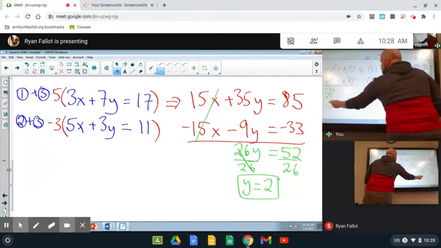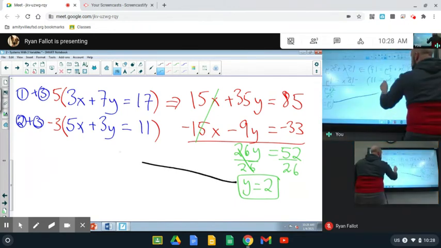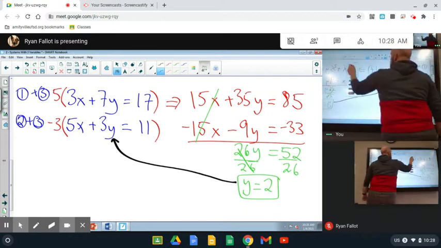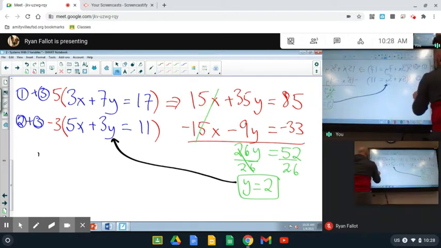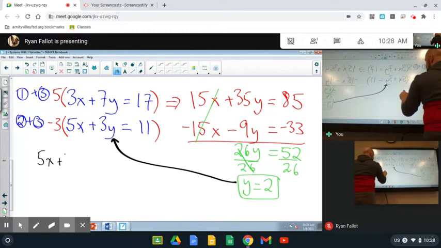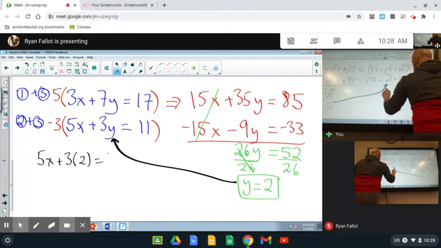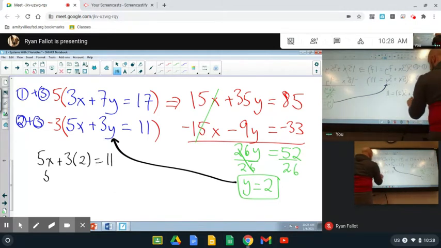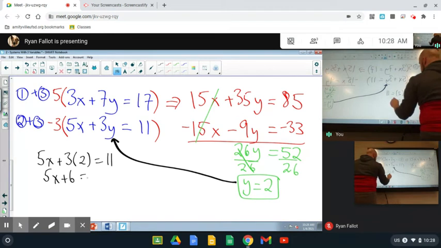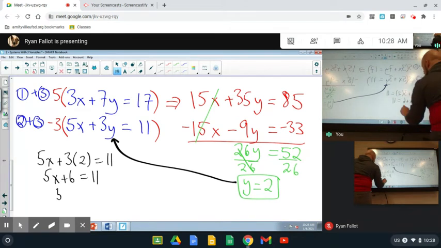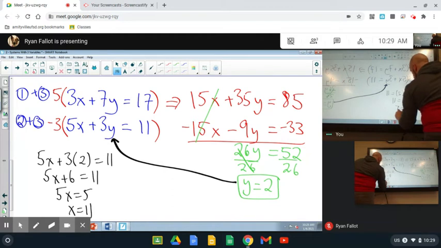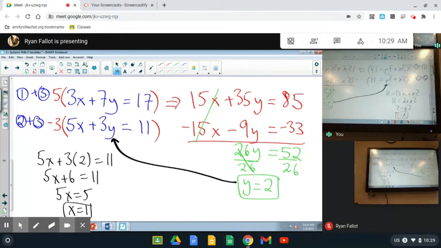Right? And we plug this value of 2 in for y. Then we get 5x plus 3 times 2 is equal to 11. So 5x plus 6 is 11. 5x equals 5, which means that x is going to be equal to 1. So we got our value for y is 2. Our value for x is 1.